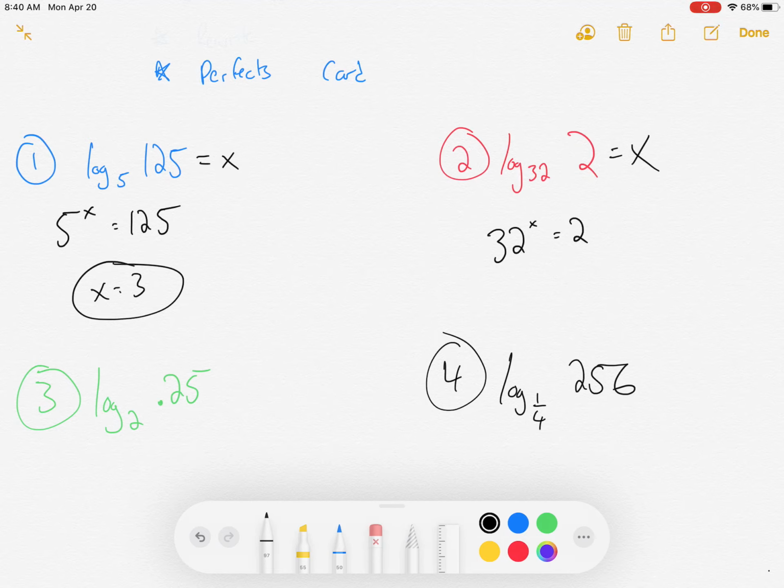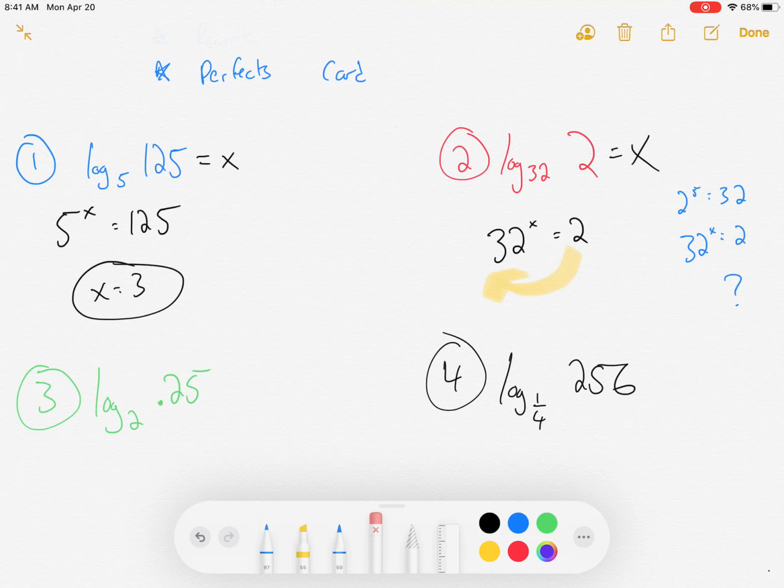So now, this doesn't really make sense because there's no powers of 32 on our card. But what if we thought about this in a different way? What if we said, well, how do you get from 2 to 32? Because we can't go from 32 to 2 on our perfects card. So what if we flipped it around and said, well, how do we go this way? Well, if you look on your perfects card, 2 to the 5th power is 32.